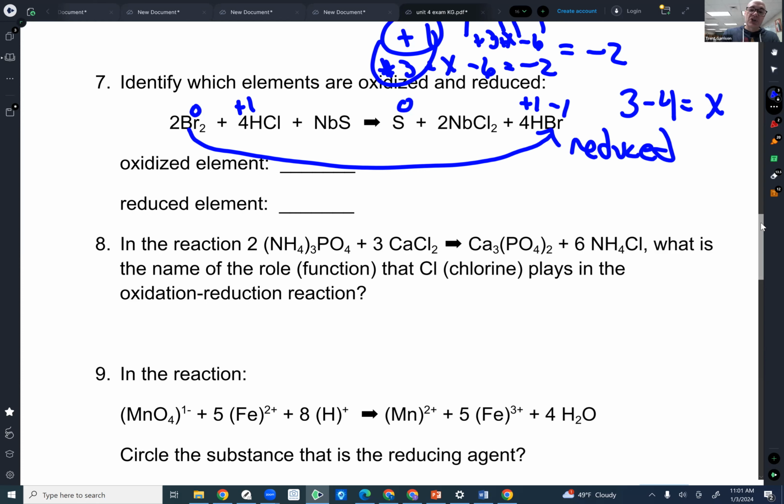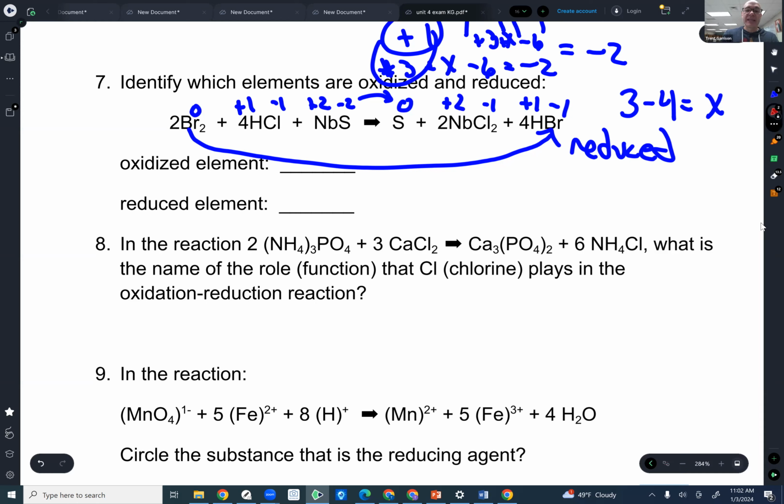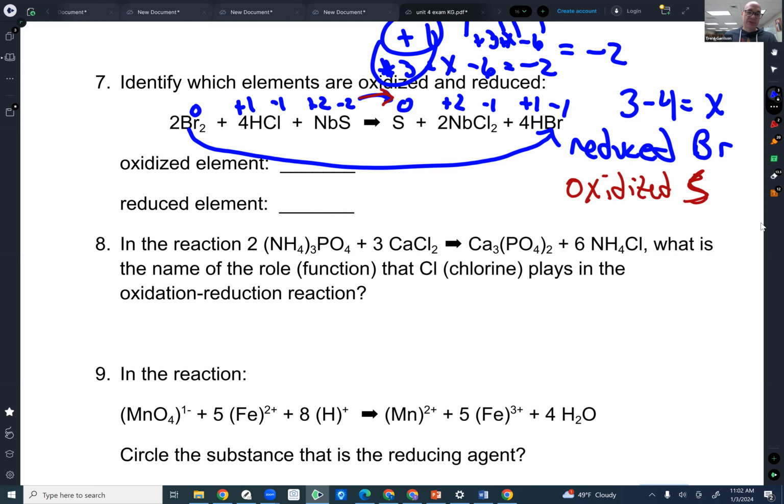The other element that has changed is going to be the sulfur. The sulfur has gone from a -2 to a 0. And of course, if you wanted to look, all the chlorines have rules, and that would tell you what the charge of the niobium is, and that's how we knew the charge of the sulfur, if you're wondering how I got to that. So because the sulfur has gone from a -2 to 0, that means it's become more positive. That means that the sulfur has been oxidized. So the sulfur is oxidized and the bromine is reduced.